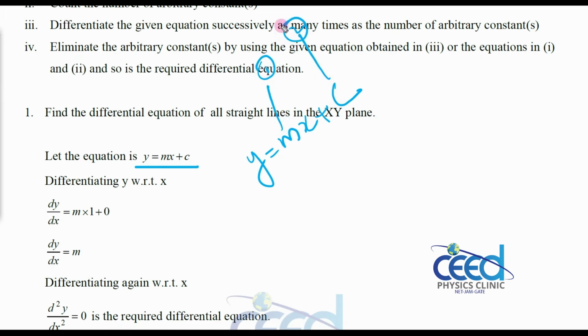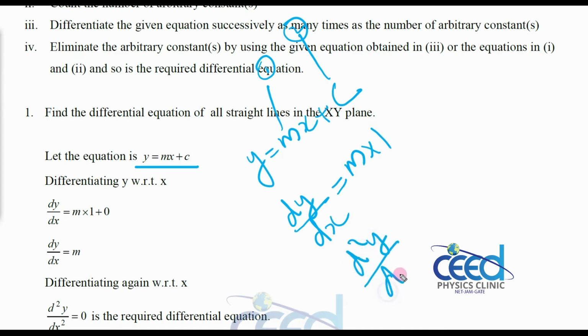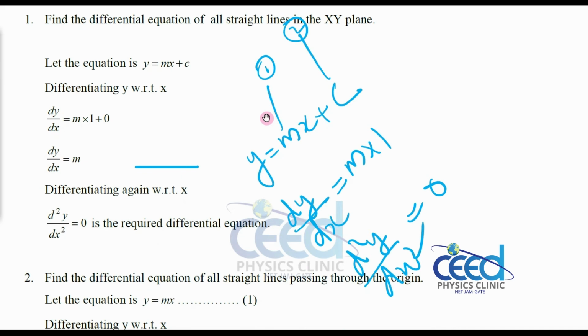So you have to differentiate two times. dy by dx is equal to m into 1, and the derivative of the constant is 0. And what is d square y by dx square? Again differentiating this constant, it is equal to 0. So d square y by dx square is equal to 0.